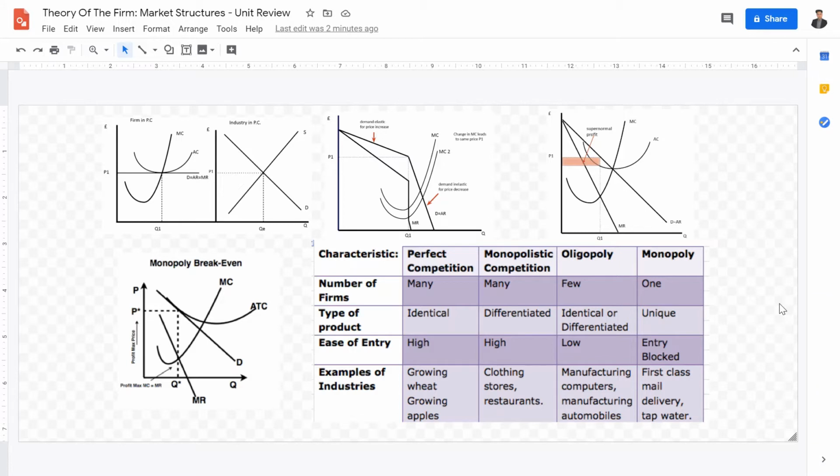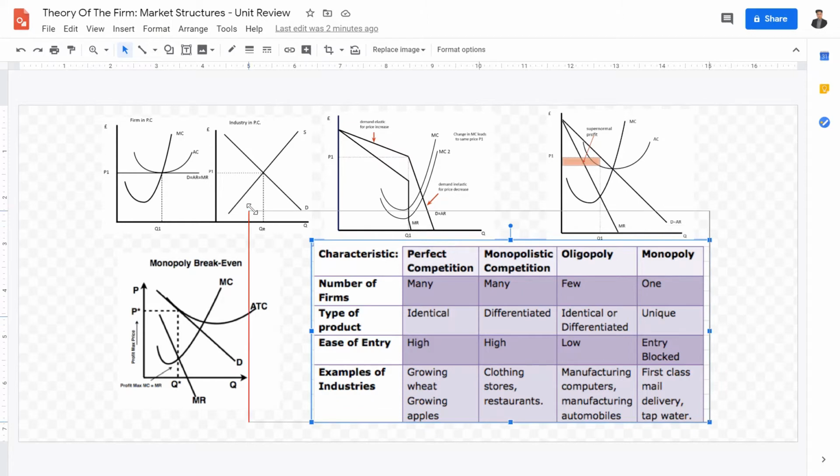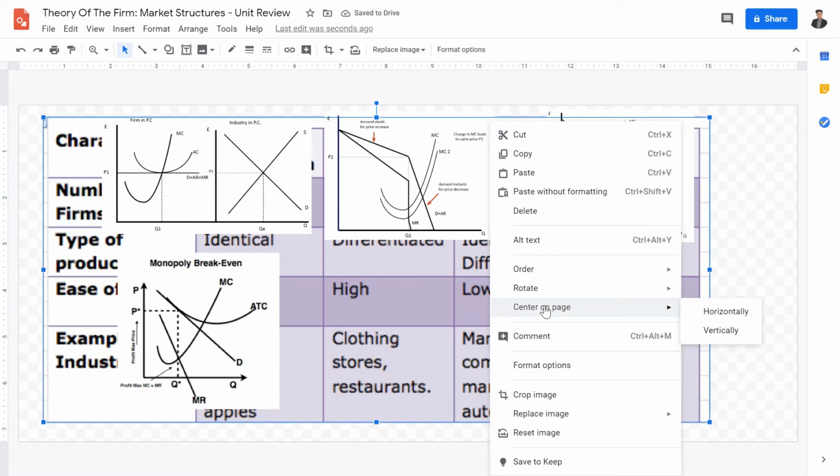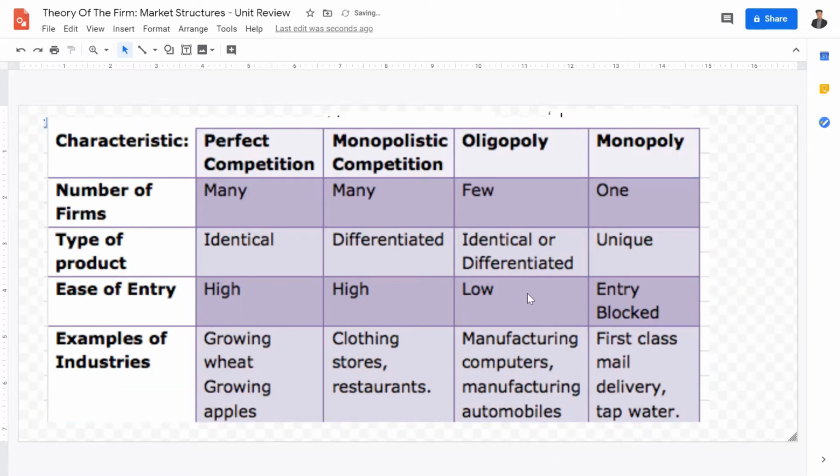Welcome back, IB Economics students, to this video review where we'll be going over the theory of the firm, which includes the four major market structures: perfect competition, monopolistic competition, oligopoly, and monopoly. In this unit review video, we're going to be going over the characteristics of each of these market structures, as well as what each of them looks like when graphed. Okay, what it looks like in graphic form.